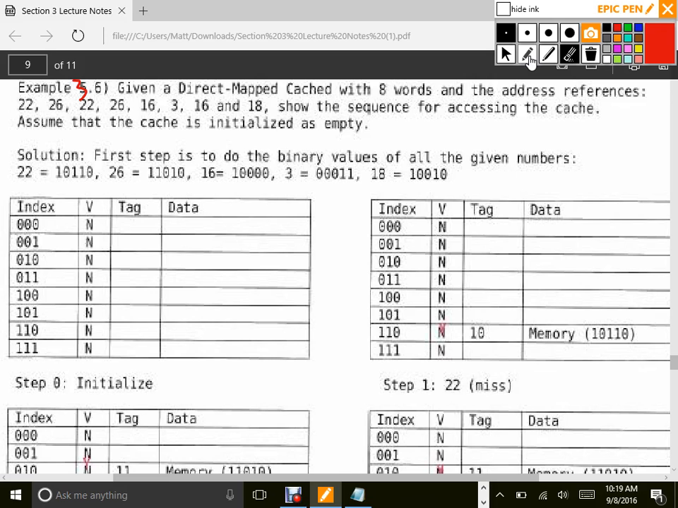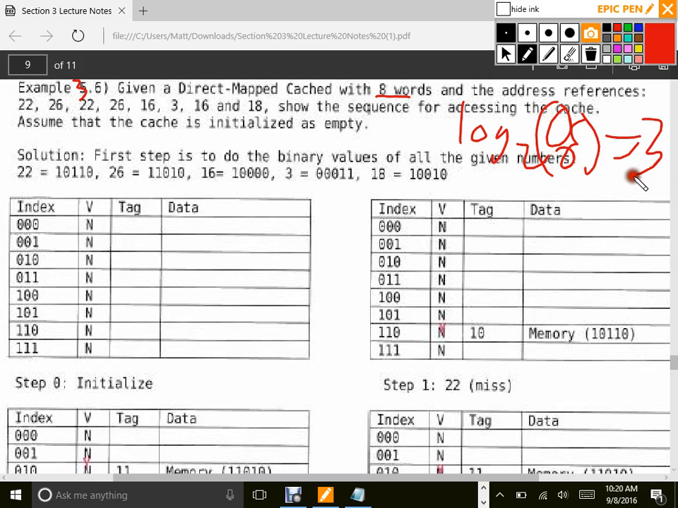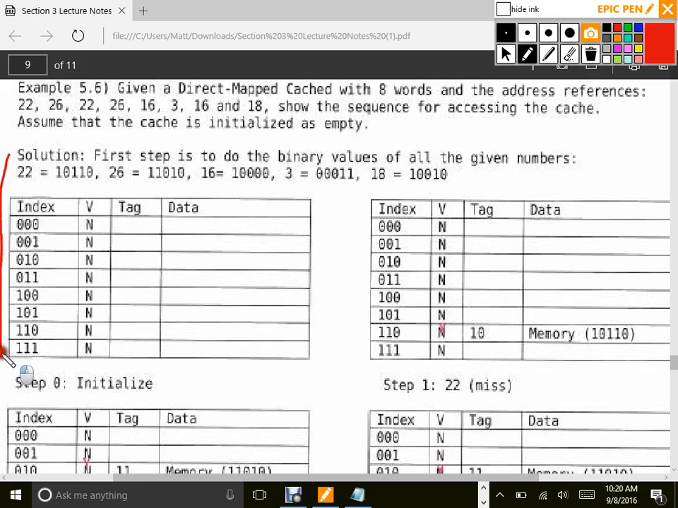So I've said that the cache has 8 words in it. So that means that your index relates to the block, right? So 8 means log 2 of 8 is equal to 3. So what I expect you to do is set up this table and then have the final solution in there.